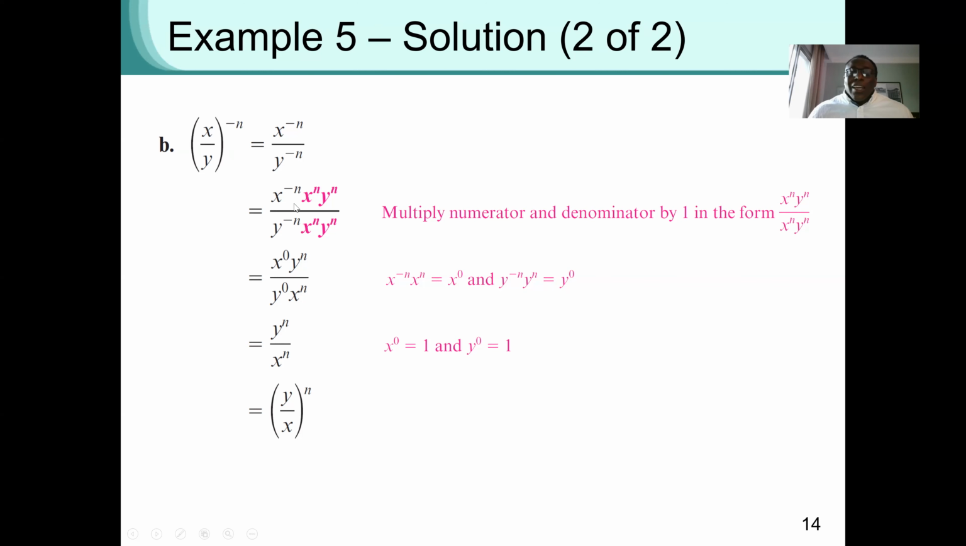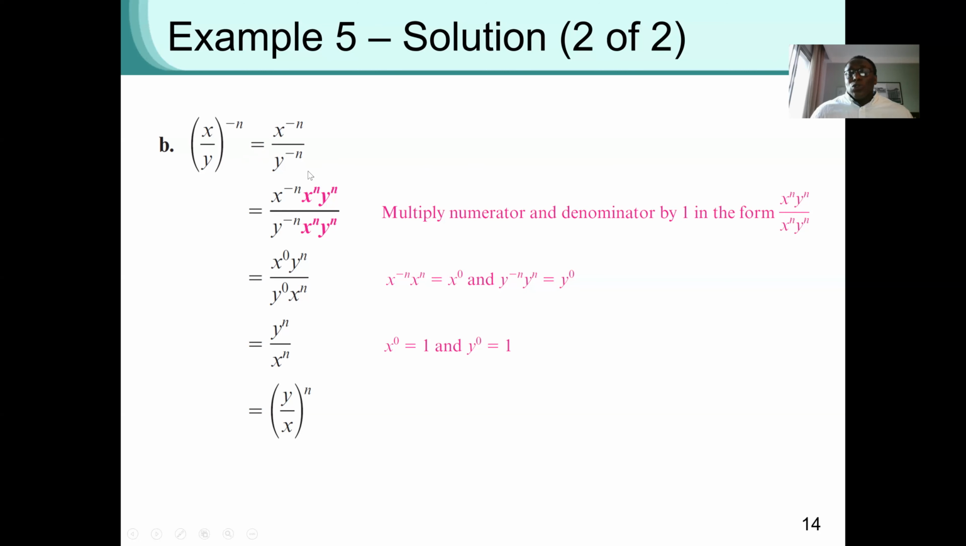Then, we can go through all these steps, but normally what I would say is to find the reciprocal of the top and the reciprocal of the bottom. So basically we're going to turn it upside down. We get y to the power n divided by x to the power n, that's it. But here we want to again multiply the numerator and denominator by 1 in the form of x to the power n, y to the power n over x to the power n, y to the power n, so when we cancel this, we get the same answer.